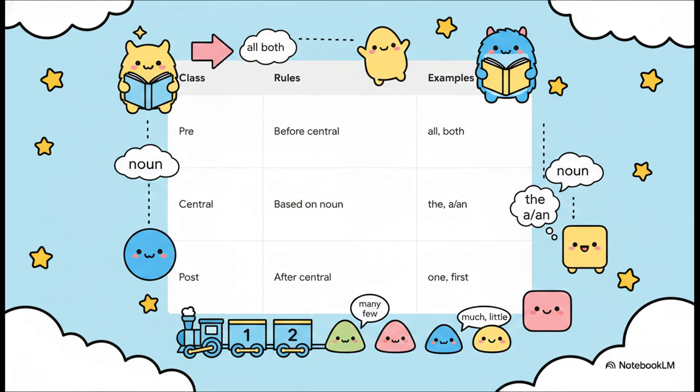Next, we have the central determiners. These are your standard articles, demonstratives, and universal quantifiers. Their presence is strictly governed by whether the noun is count or non-count. Finally, post-determiners follow the central ones, and they encompass closed-class quantifiers like many, few, and numerical identifiers. This trinary system, pre, central, and post, ensures that every single quantified noun phrase is perfectly and mathematically sequenced.